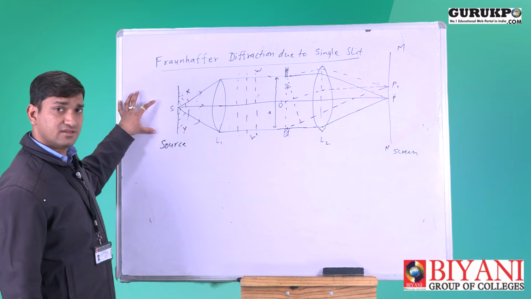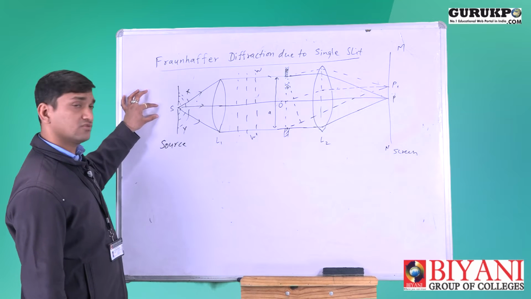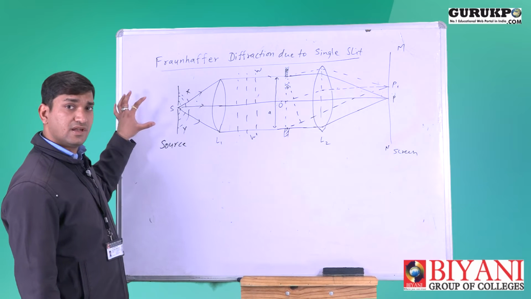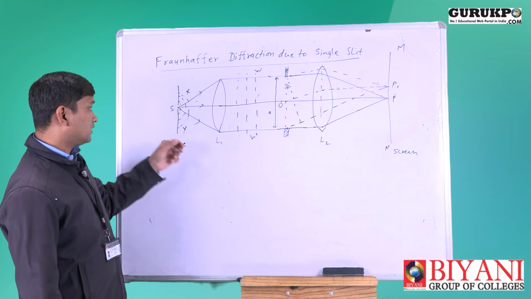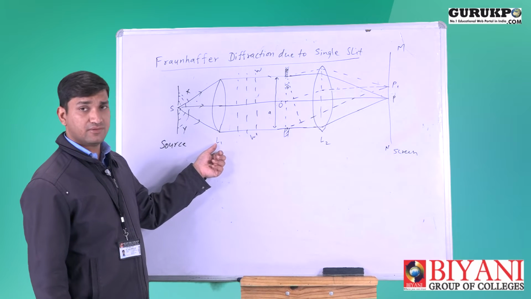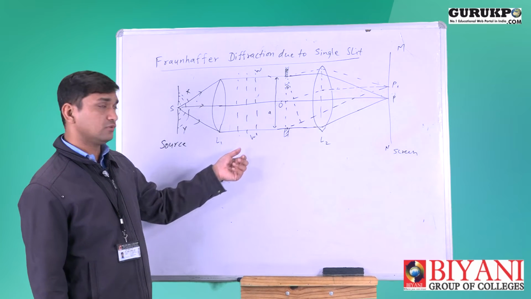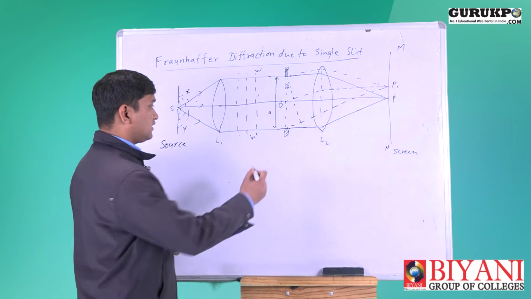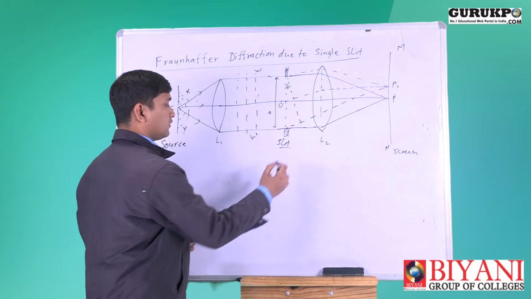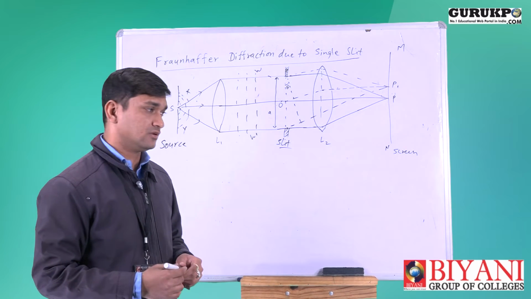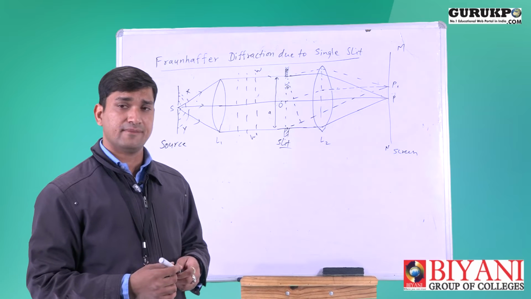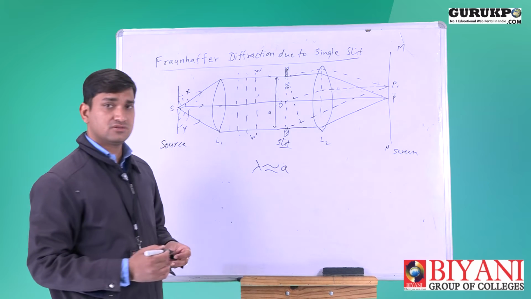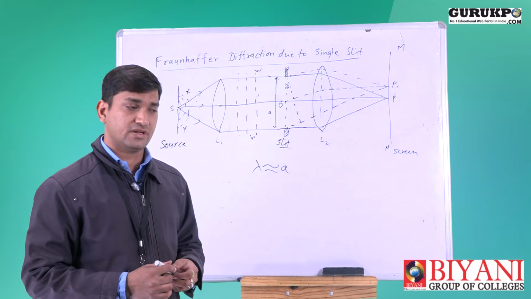This is the single slit source, in which the cylindrical wavefront is converted through lens L1 into a plane wavefront. W and W dash is the plane wavefront, and this will be the slit from where the diffraction pattern is observed. For the diffraction pattern, lambda will be comparable to the size of the slit. This is the criterion for the diffraction pattern.